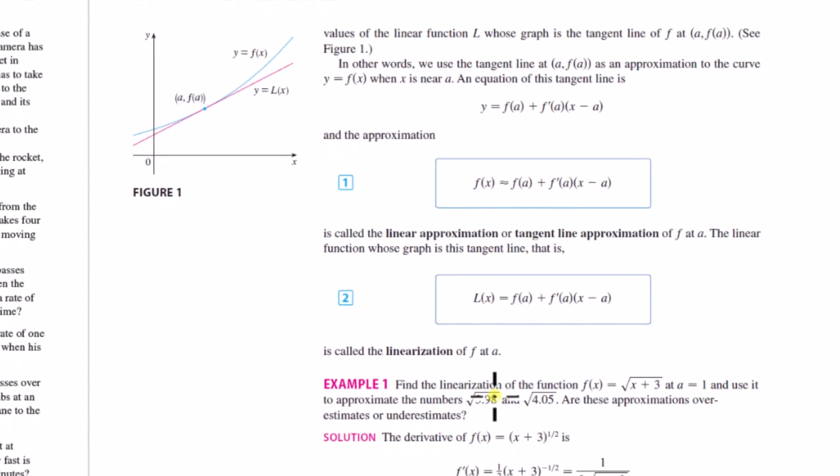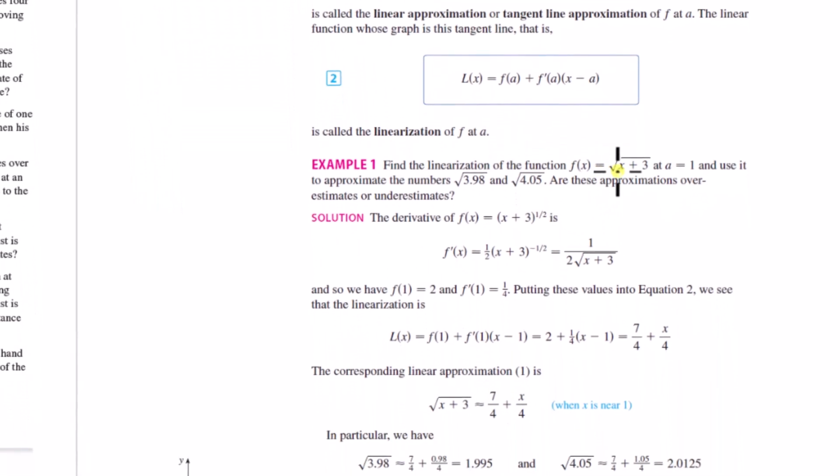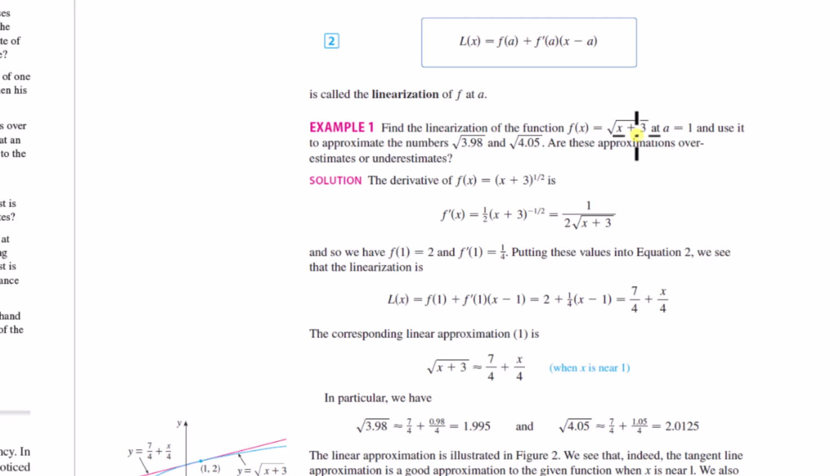And so what they do here, they say we've got this function, the square root of x plus 3, and they want to linearize the function at a equal to 1 and use it to approximate the numbers, the square root of 3.98 and 4.05. So if a is equal to 1, 3 plus 1 is 4, and we're trying to find the approximations of values that are near 4, 3.98 and 4.05.